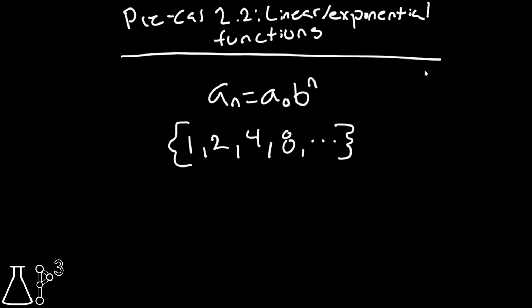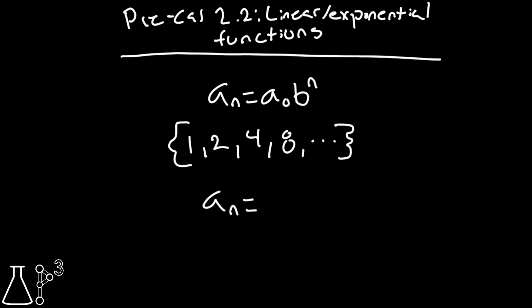Okay, so for geometric sequences and exponential functions, in the same way that linear functions and arithmetic sequences are kind of like the same thing, exponential functions and geometric sequences are kind of like the same thing. So let's look at this sequence that we have here: 1, 2, 4, 8, and so on. Right, so here we're going to look at our formula: a_n is equal to a_0 times b to the nth power. Our a_n is just going to be the term we're looking for.